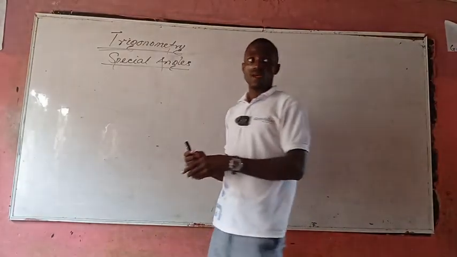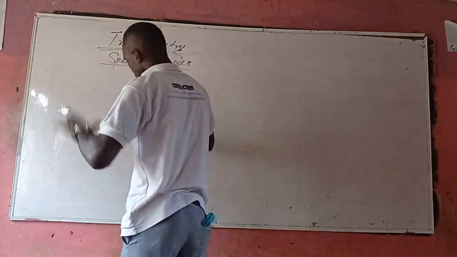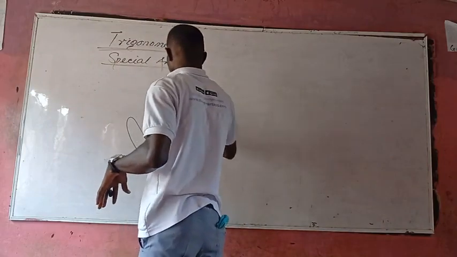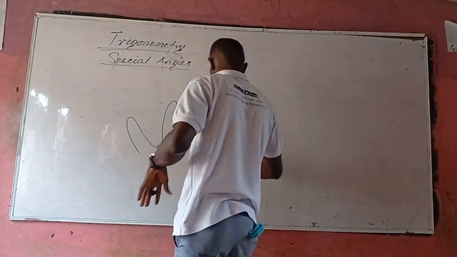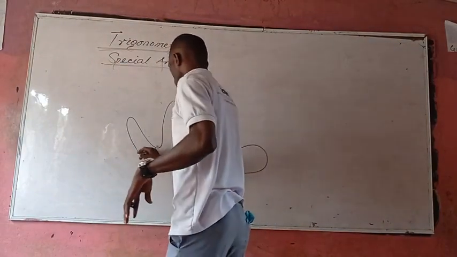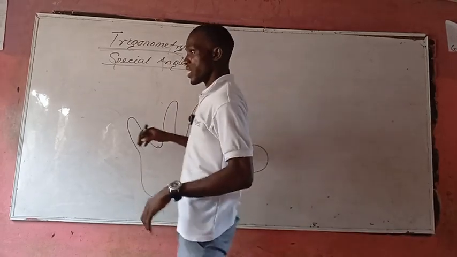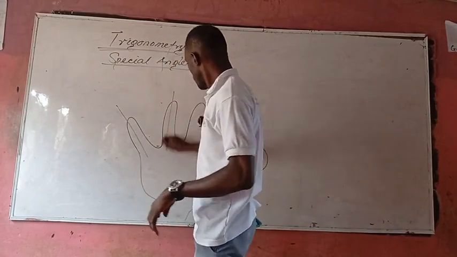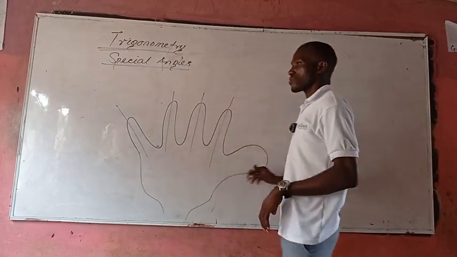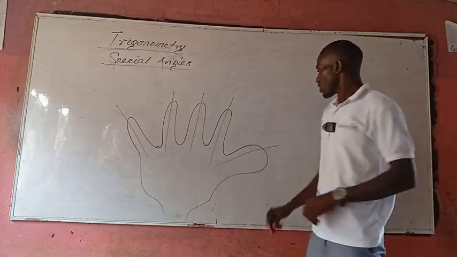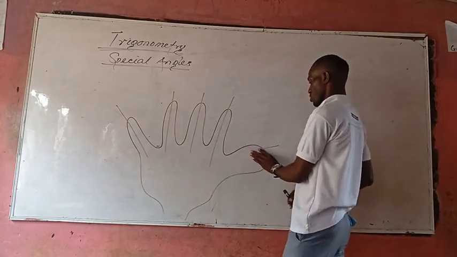Is that clear? So what you do is you draw your fingers. You don't have to draw yet, just watch me first. So this is your finger. You divide your finger into two like this. Each finger you divide into two. Is that clear?